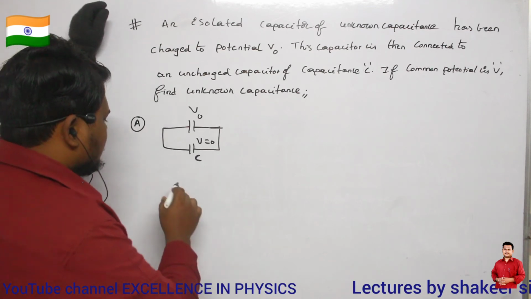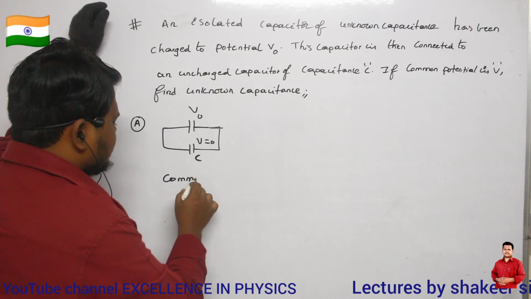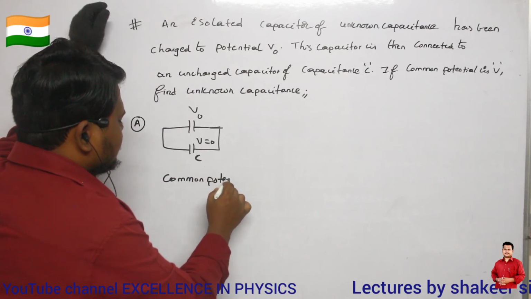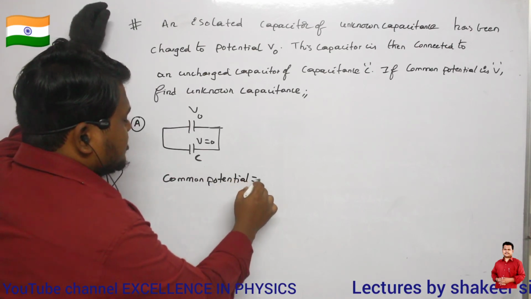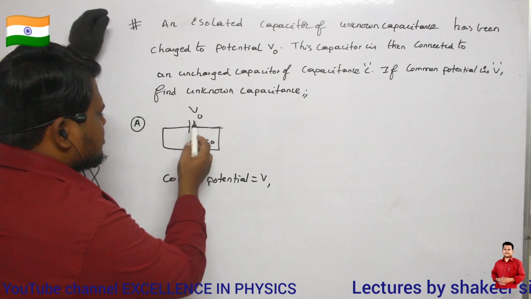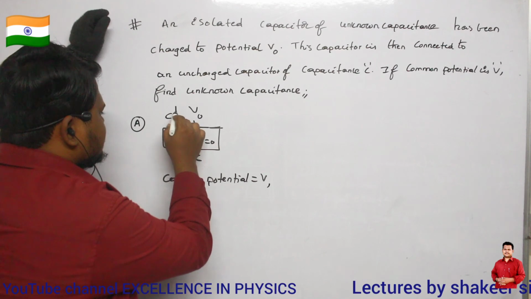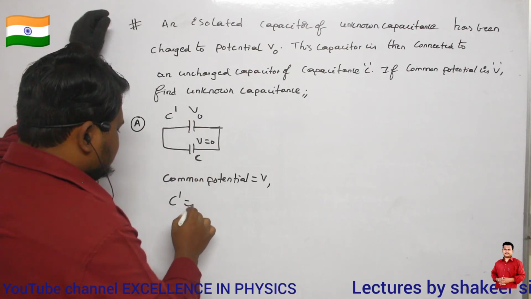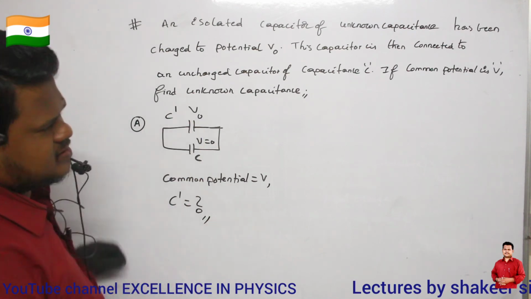Then he gave the common potential. After connection, the common potential is V. Then find the unknown capacitance. This is the unknown capacitance. If its capacitance is C dash, then C dash is what we are supposed to find out. That is the question.